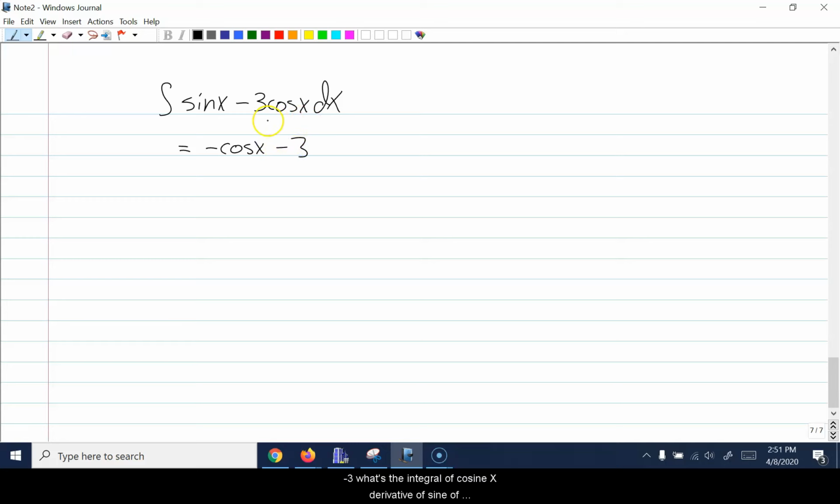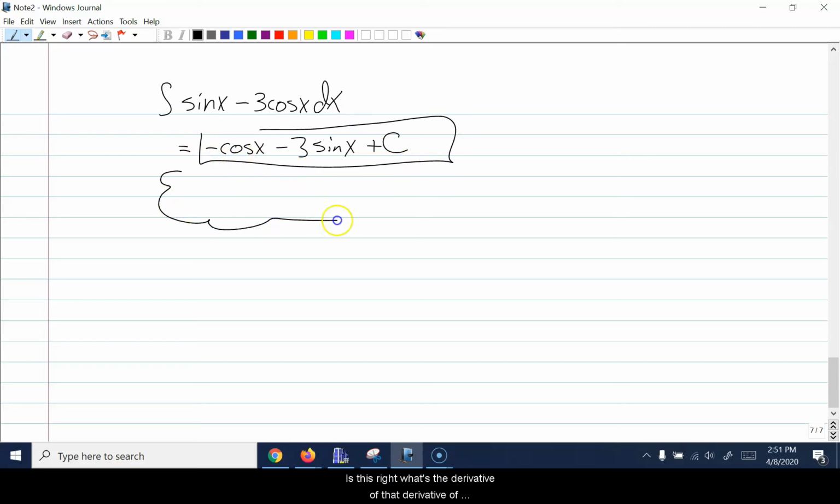Minus 3, what's the integral of cosine x? Derivative of sine is cosine, so the integral of cosine is sine. This is the one that doesn't need a minus sign. Plus c. Is this right? What's the derivative of that? The derivative of negative cosine is negative negative sine minus 3 cosine x plus 0. Yes, that's what I was supposed to get.